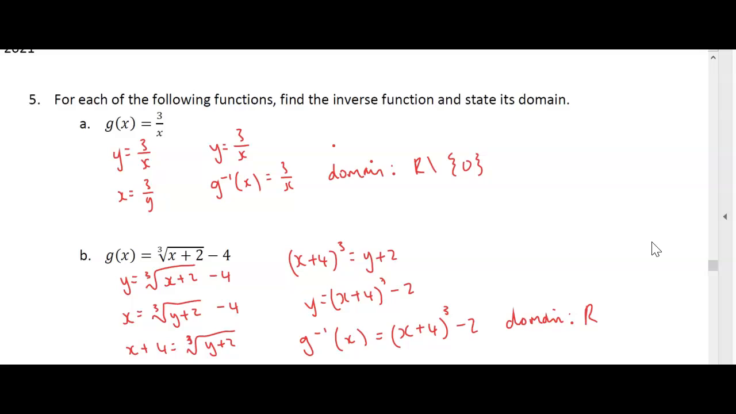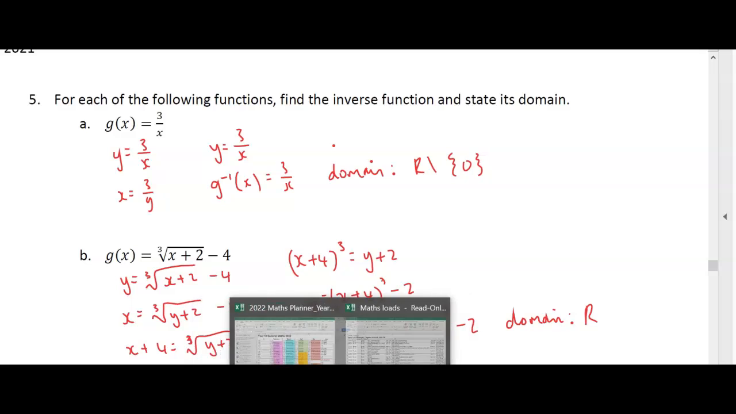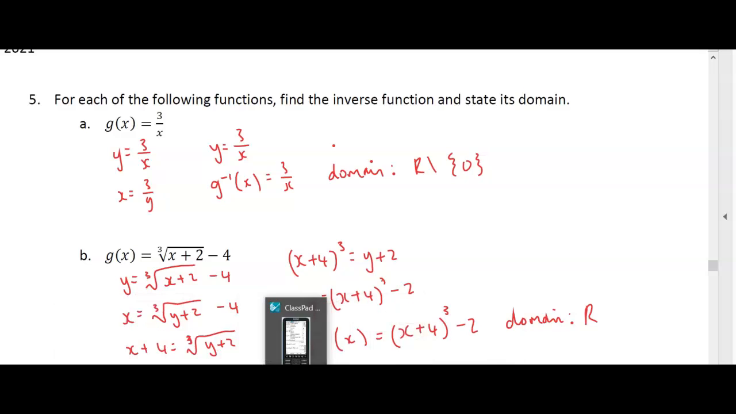All right, for question 5, I've just already done all the questions because the video was becoming very long. Sometimes when you take the inverse, it's the same as the original function. So remember your graph and your inverse actually reflect along the line y equals x. So what we've got here is a hyperbola.